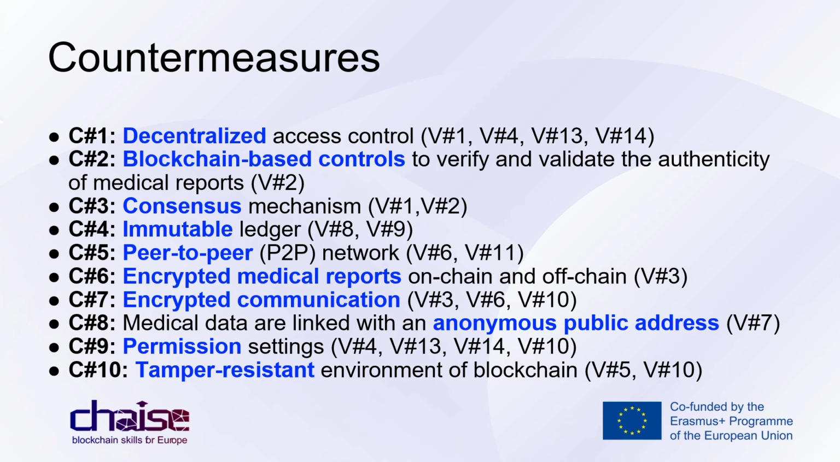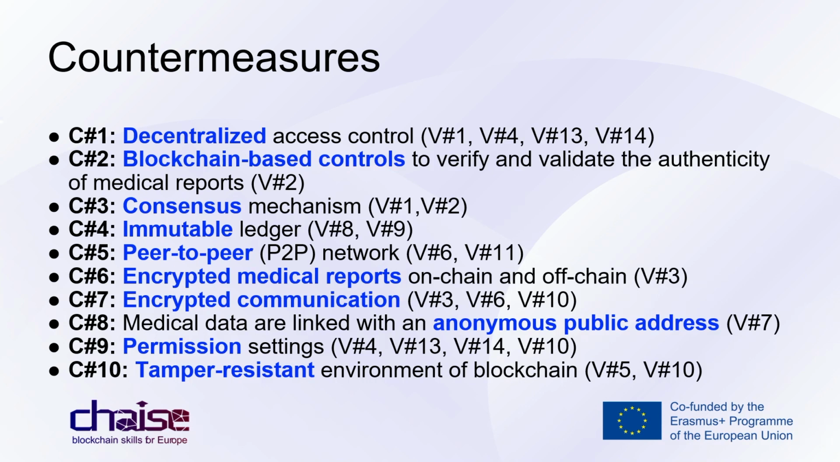Countermeasure 9 is related to permission settings. For instance, in permissioned blockchains, we can have permission settings to give control to specific individuals who can perform specific transactions or operations on the decentralized applications. Also in permissionless blockchains, we can implement some permission settings using smart contracts.